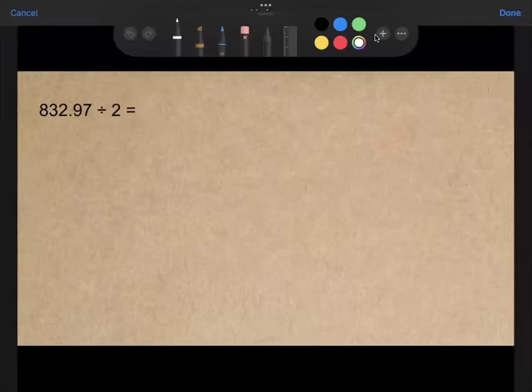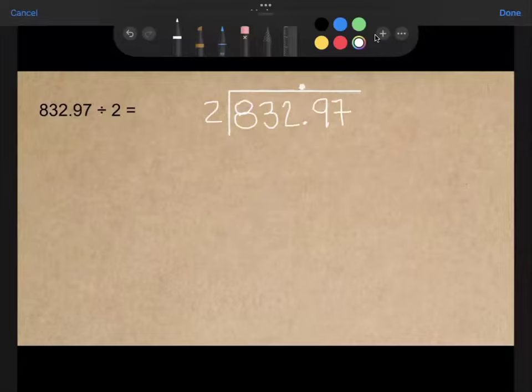Okay, here is our next example. We're going to be taking the number 832.97 and dividing it by 2. So again, the first number goes inside, 832.97 goes inside and the 2 goes on the outside. I'm going to put my decimal up into the answer space right above where it is in the problem before I even begin. Now I don't have to worry about it. It's just going to be there when I'm done.